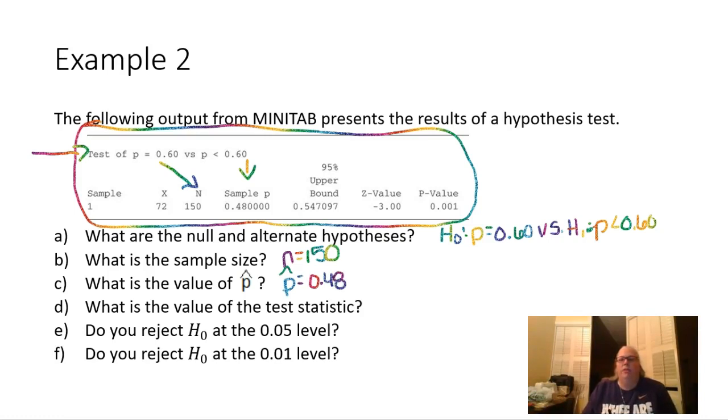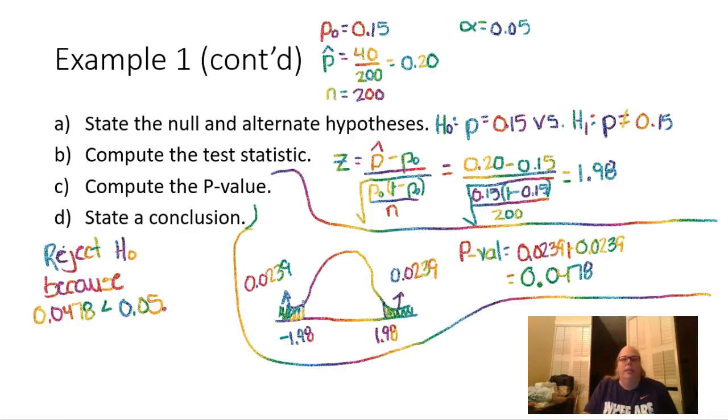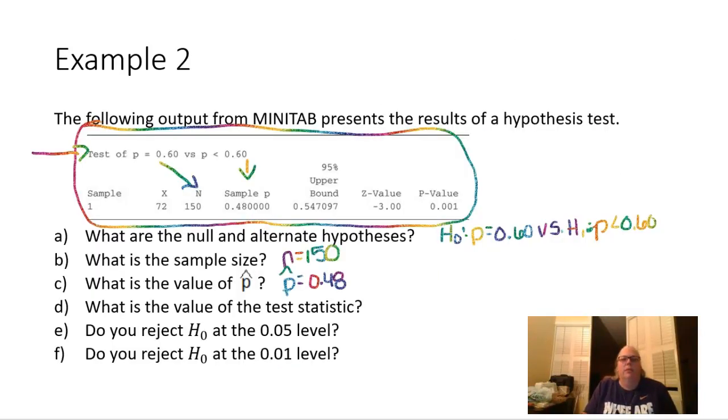Part D, what is the value of the test statistic? Well, remember, our test statistic is a z-score or a z-value. That's going to be found right here. And in our case, z is going to be equal to -3.00. I'm going to put the 0.00 on here because when we look it up on table A2, we would need to know those 2 decimal places.